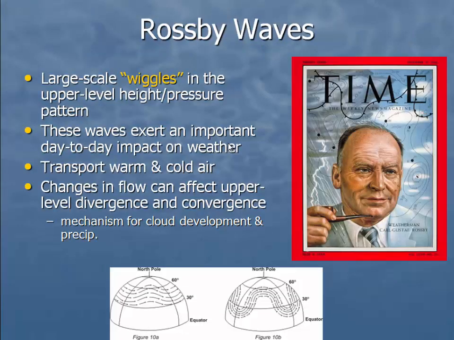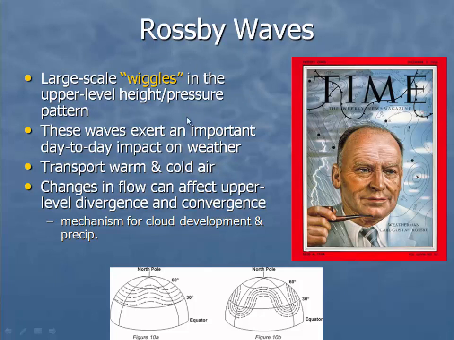The first scientist to really denote this polar jet stream and this westerly flow that broke up into these large wiggles was Carl Gustav Rossby. He was the only meteorologist ever to make the cover of Time magazine. He's a fantastically brilliant person who kind of put a name with what he was starting to see in observations. He named these waves after himself, what we can now call Rossby waves, which are large-scale wiggles in the upper level height and pressure fields.